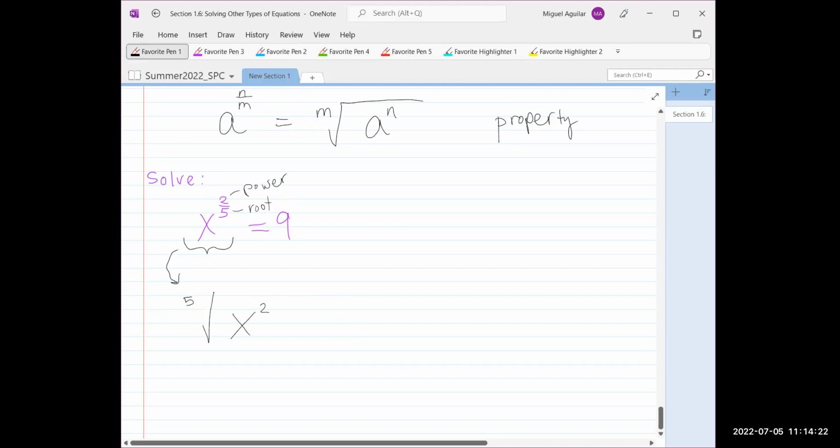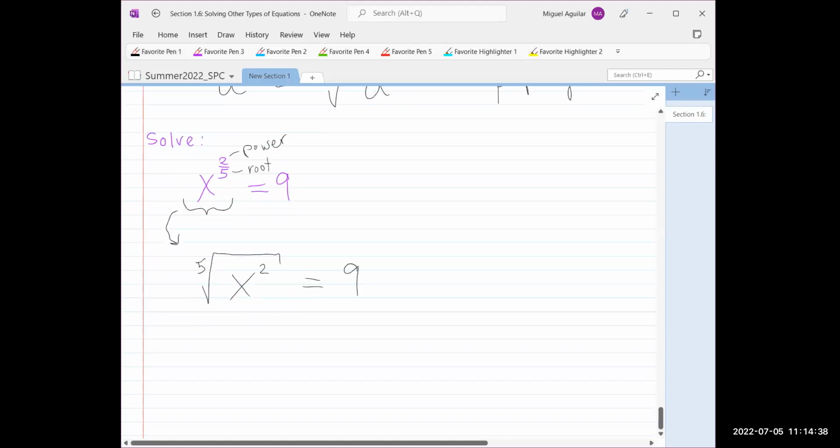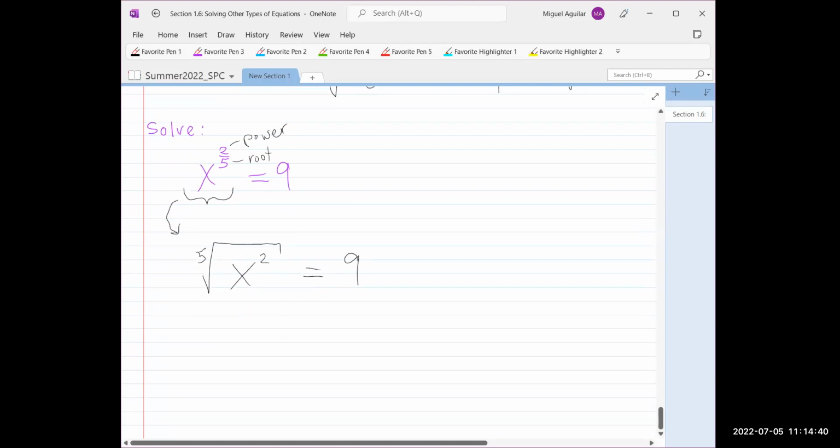Does that make sense? I can write that as the fifth root of x to the second power. Okay, just making use of that property. We don't have to do anything to the right-hand side right now. We're just rewriting that fractional exponent as a radical. So that's going to be our first step: write the rational exponent as a radical.